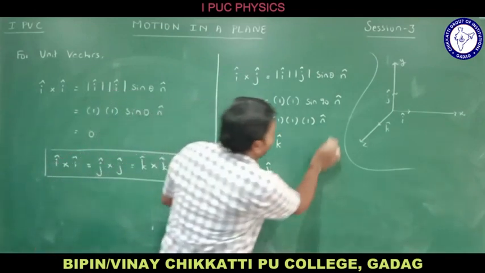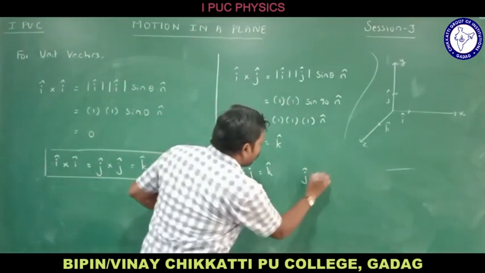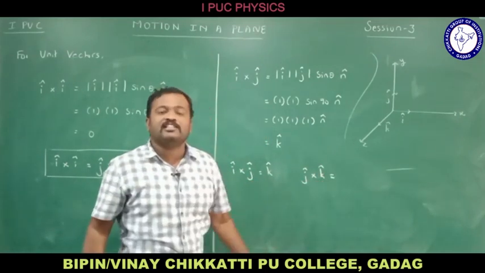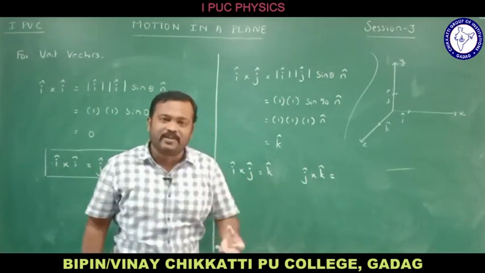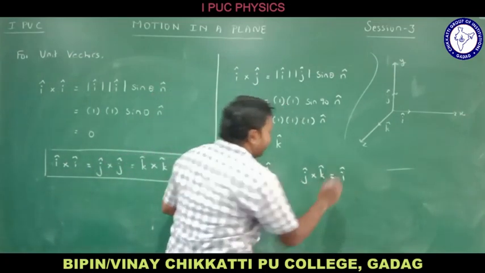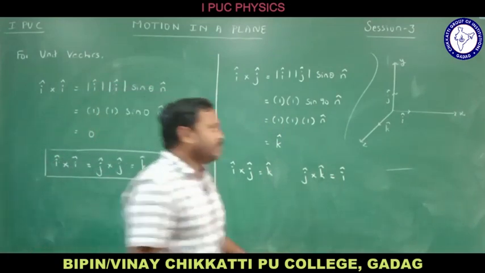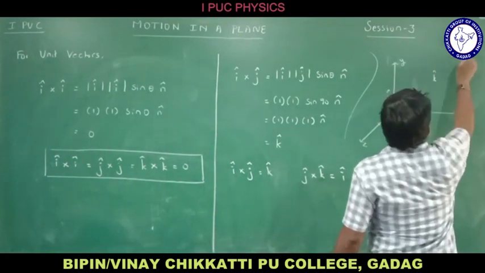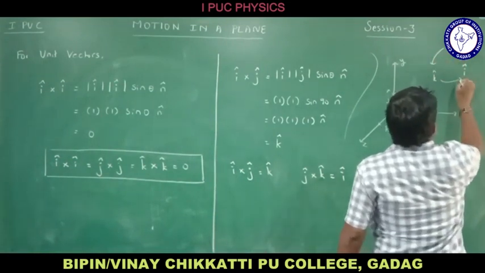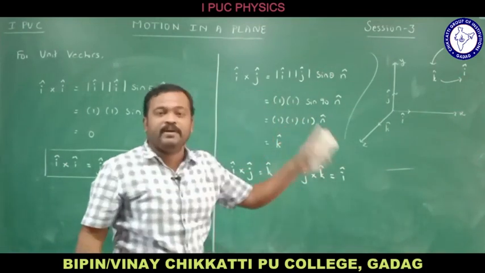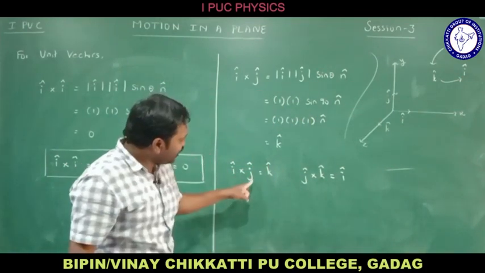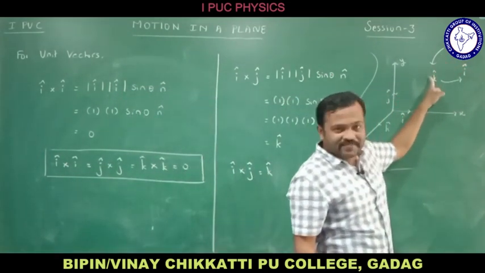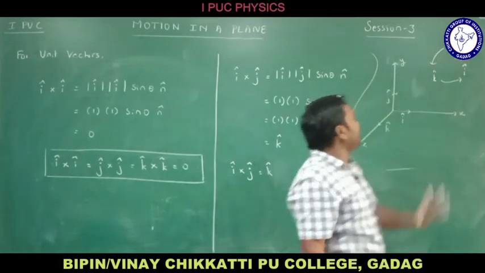Again, if I am calculating J cross K, remember, whenever I write the cross of J and K, what is remaining? I. Let me take it as I cap. But here we need to follow one rule. This is I, this is J, and there is a circle like this. I, J, K should be in order. If I am taking I cross J, it should be K. K cross I should be J, right?